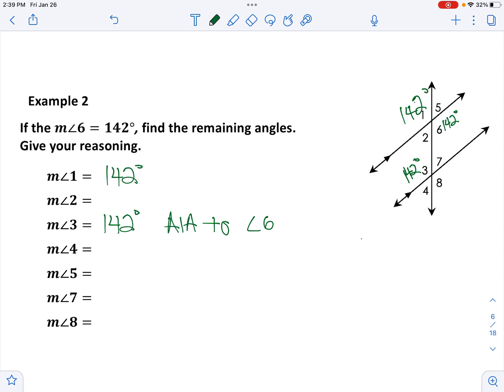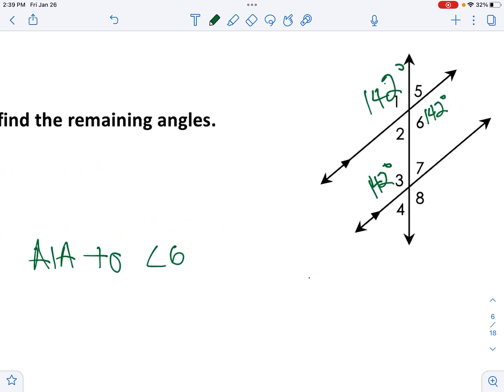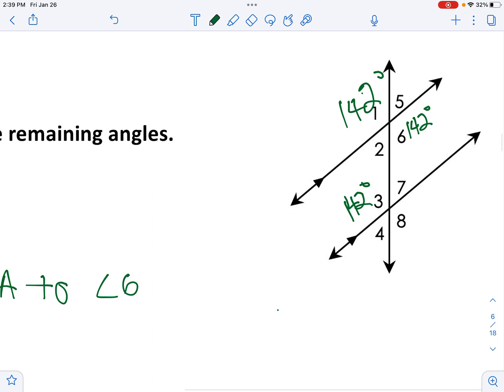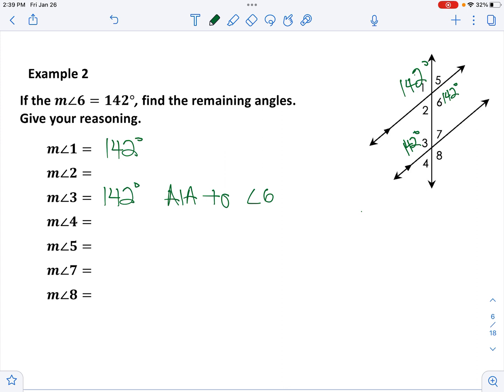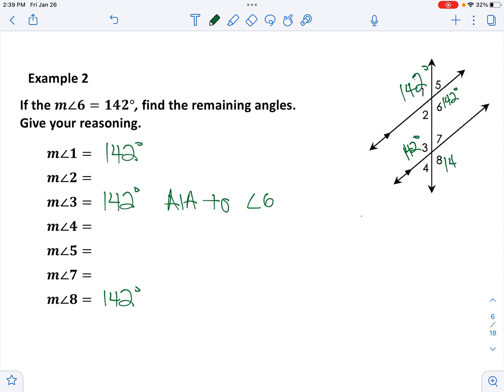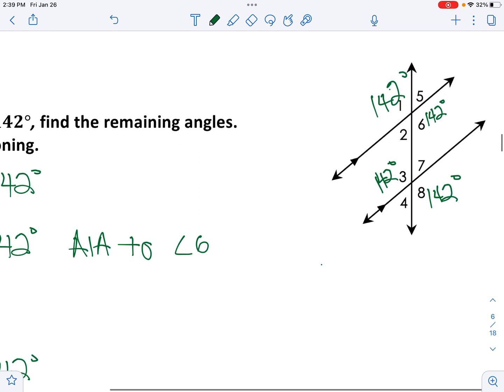Okay, now we need to find some other ones here. Well, we could do 8. We know that 6 and 8 are corresponding, so let's fill that out as well. 142 corresponding, they have to be congruent. Okay, so let's write it in here too. All right, hard to write with these.